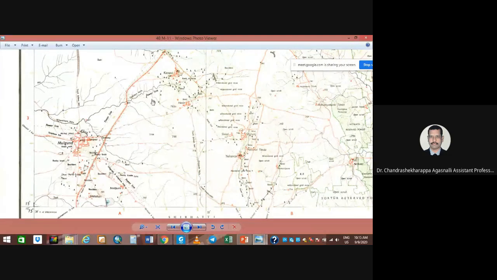So, preliminary investigation. If you want to construct a dam here, how many villages are going to be submerged in this particular catchment? Say for example, this is your location. Okay, what do you need? Your dam height may be 50 feet, or it may be 100 feet.